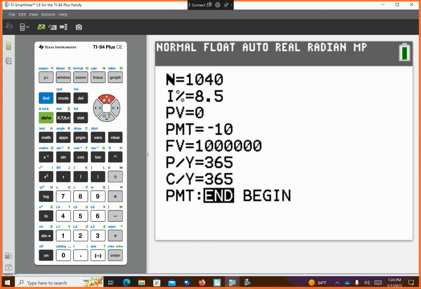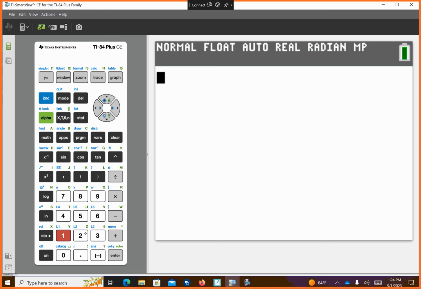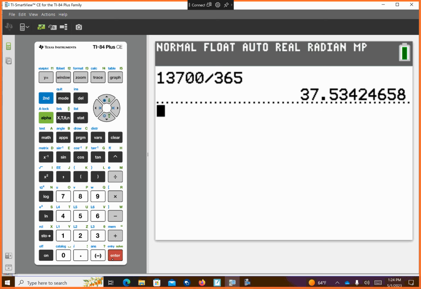All right. So with this, I should be able to come up here and solve this. Alpha enter. So this comes out to 13,700 payments you have to make. Okay, so let's get out of this 13,700. We said we did it every day. So basically it's going to take you 37 and a half years to get your million, if you put a daily investment of $10 in.